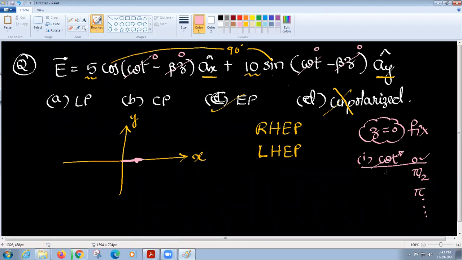Now, case 2 is this, omega t equal to pi by 2, and of course z equal to 0. If I take omega t equal to pi by 2, now this guy will be ruled out. So cos 90 is 0, this guy is ruled out. So sine 90 is positive 1. Now you tell me, positive 1.